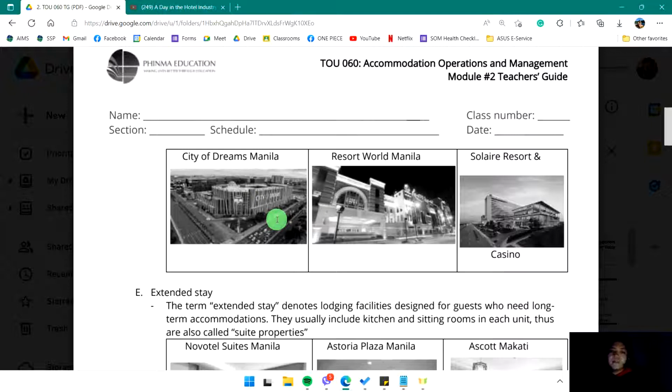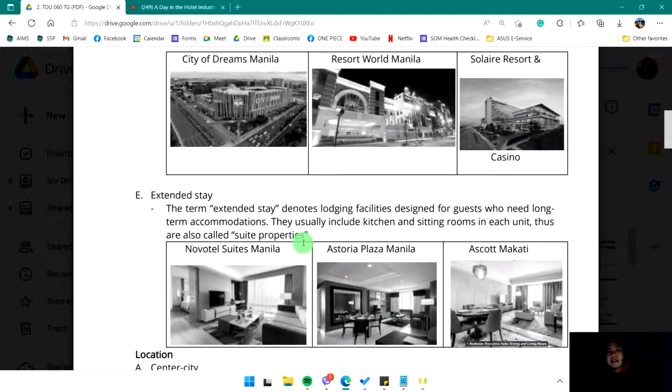City of Dreams. City of Dreams is a hotel complex, kasi apat na hotels hatang alam ko nandito. We have Nobu Hotel, City of Dreams, and I'm not sure about the other hotels inside here, pero yeah, multiple hotels inside dito sa City of Dreams, Manila.